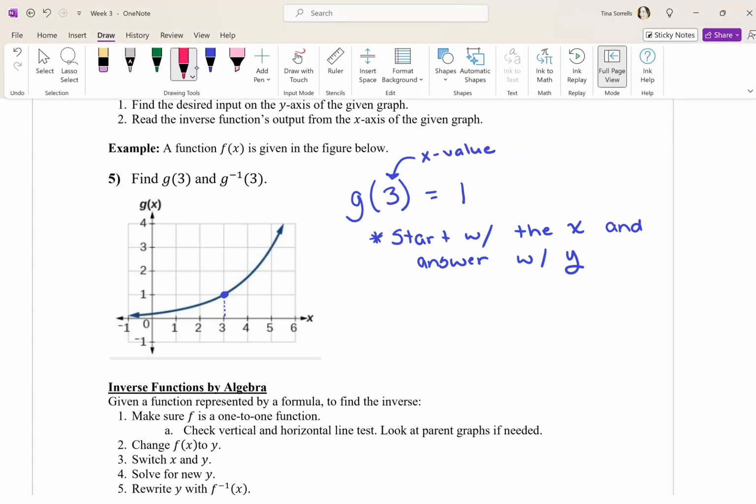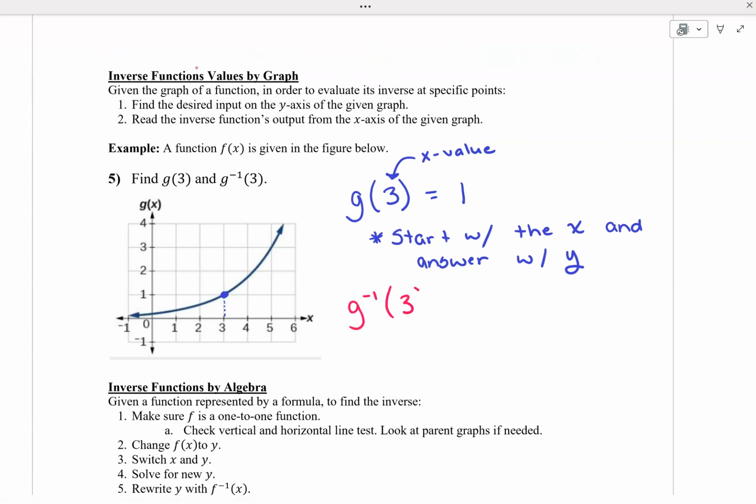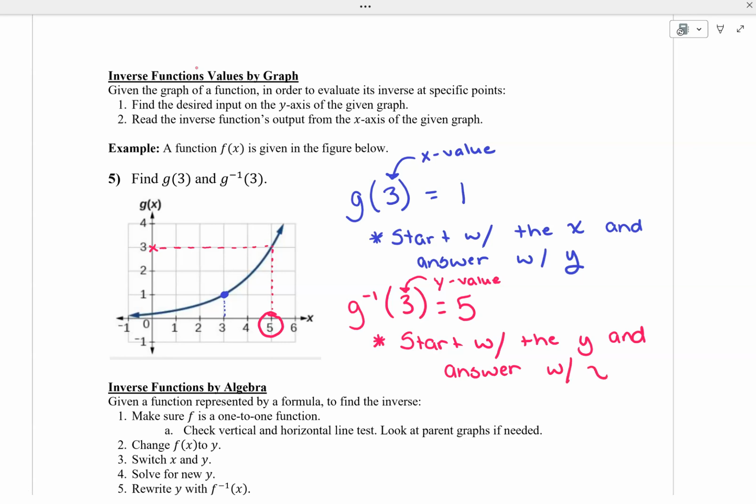Okay. But now we're going to do the inverse one. So you got to remember now that this is the y value. So the answer to this one is 5. So to help you out here, you're going to start with the y and answer with the x.